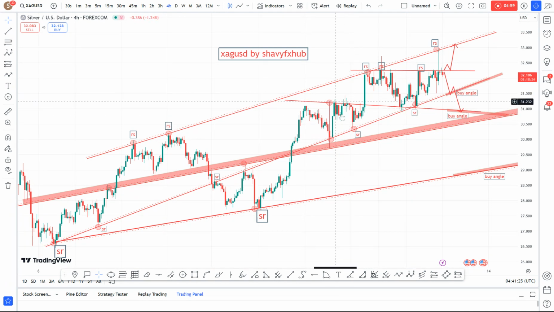You have a resistance structure, a break of a resistance structure, retest 1, retest 2. So this is technically to test the structure of silver. This is the best way we can explain what silver is doing.